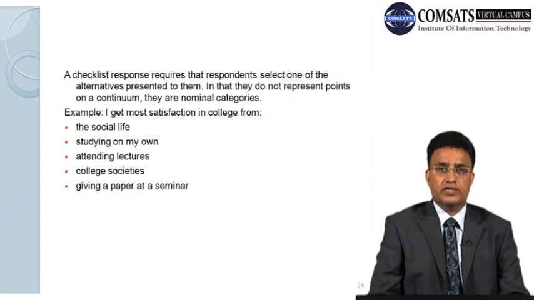Another mode of recording the response is a checklist response, and it requires the respondents to select one of the alternatives presented to them. In that way, they do not represent points on a continuum on a line, and they are nominal categories. So an example of a checklist response would be, I get more satisfaction in college from, and then you give them all choices: the social life, studying on my own, attending lectures, college societies, giving a paper at a seminar. So for most satisfaction, they have to check 1.